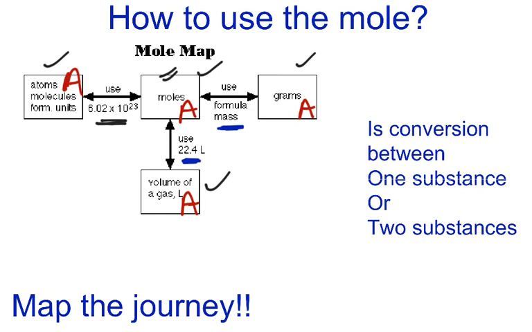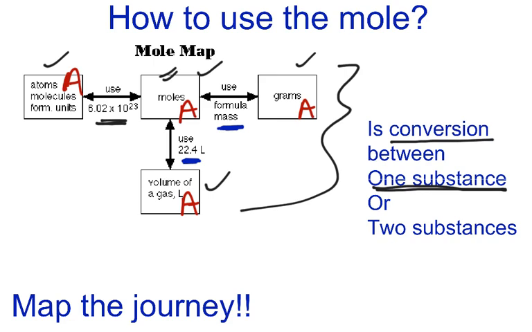Okay, now notice that we have A's in all of these boxes. Now what are we doing? We are doing a conversion between one substance. That substance is A. I know there are many ways we can do conversions. We can convert between one substance, or we can convert between two substances. So guys, we have to read the questions carefully. If you're converting between just one substance, you use this chart, okay? And you're good to go.